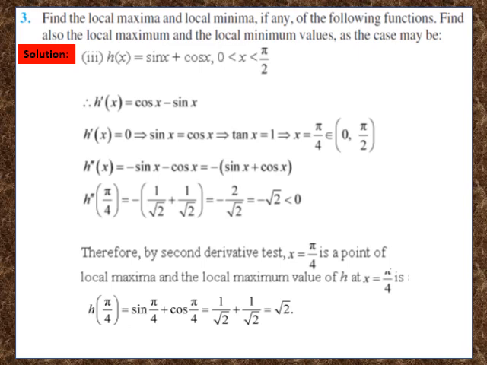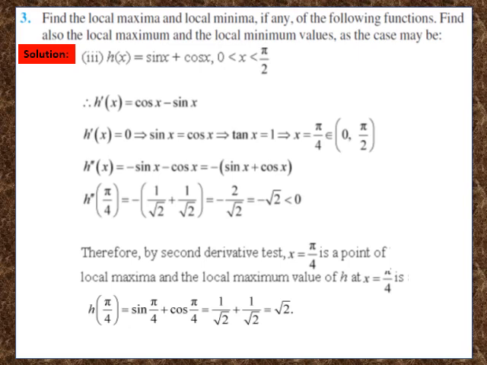Now finding h''(x), that is the second derivative, we get h''(x) = −sin x − cos x. So after taking minus common, we get −(sin x + cos x). Finding the value at the given point π/4, we see that this value is negative, which comes out to be −√2, which is less than 0. So we have learned in the second derivative test, since at this point h''(x) is less than 0, therefore x equals π/4 is the point of local maxima.